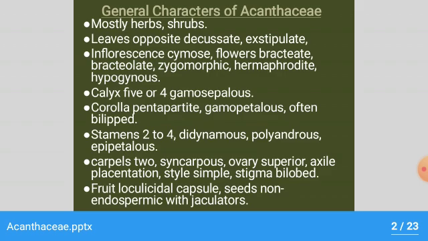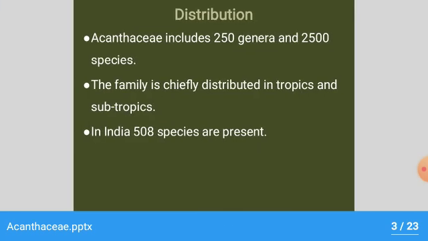Stamens 2 to 4, didynamous, polyandrous and epipetalous. Carpels 2, syncarpous, ovary superior, axial placentation. Style simple, stigma bilobed. Fruit a loculicidal capsule, dehiscent. Seeds non-endospermic with jaculators. The distribution of Acanthaceae includes 250 genera and more than 2500 species distributed in tropics and subtropics. In India, this family represents more than 508 species.